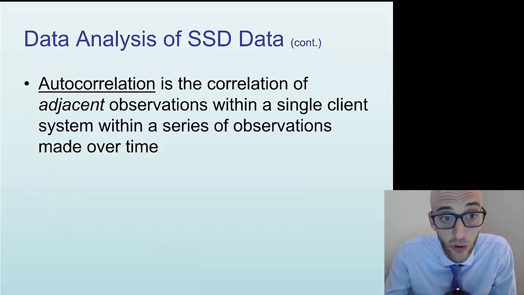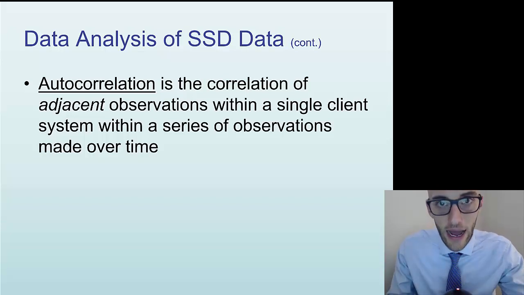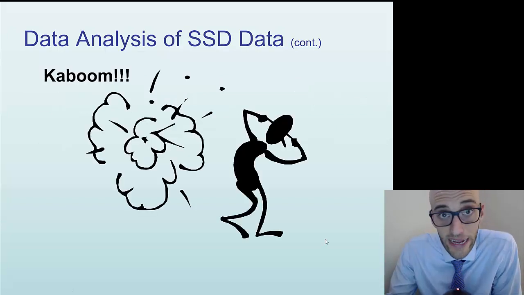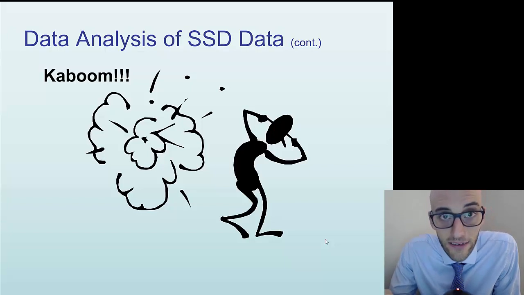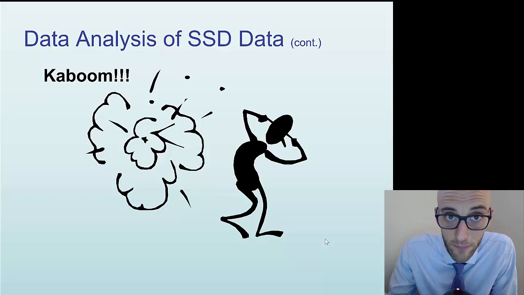So again, autocorrelation is a correlation of adjacent observations within a single system design within a series of observations made over time. And without running a transformation, your data is going to give you kind of misleading results. Like you may think that you've got a statistically significant result, but realistically the autocorrelation is going to be a violation of statistical assumptions that we need to be able to prove out independence of observations to run the t-test.